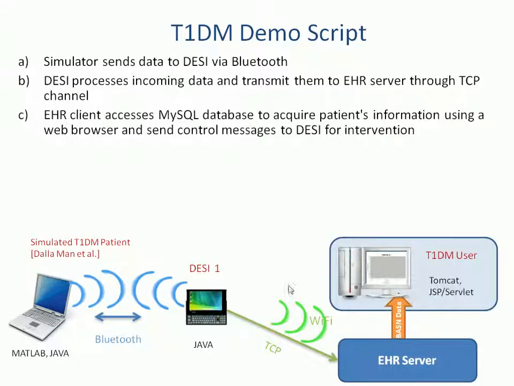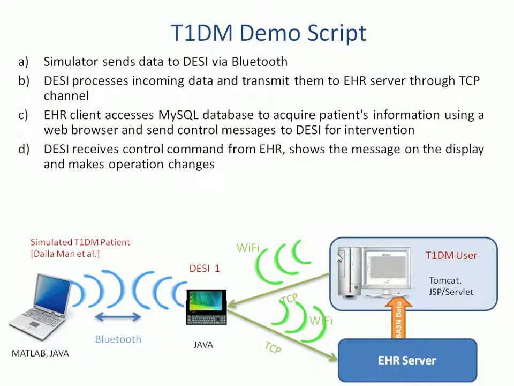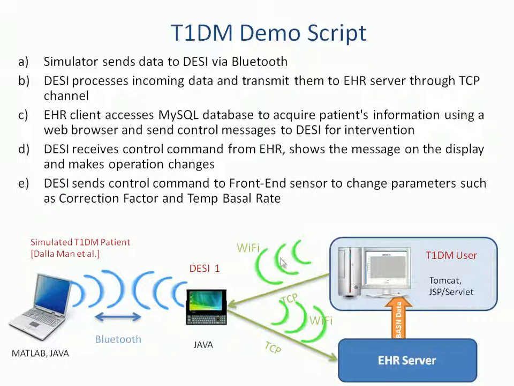Then the doctor or physician can use a web browser to acquire the patient's information and send control messages to DESI, such as an alert or some intervention. And DESI receives the control command from the EHR and shows the message on the display. DESI will also send some control command to the sensor to make changes to the parameters.